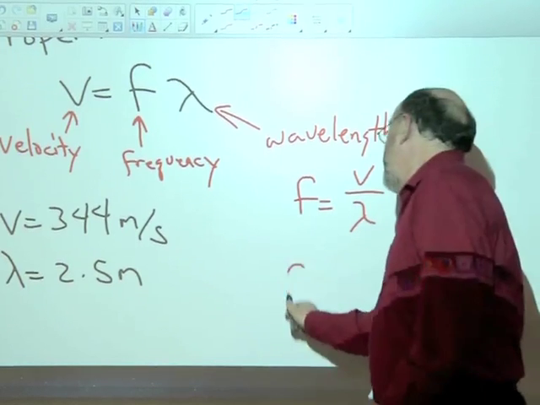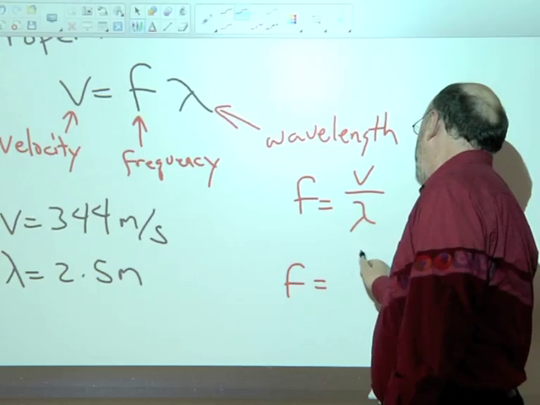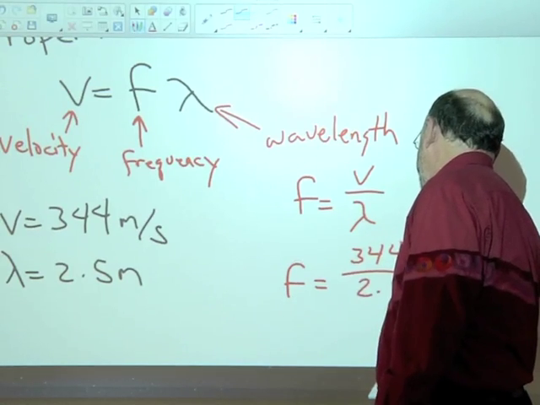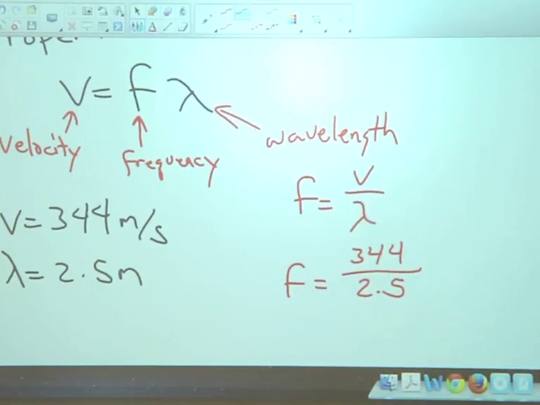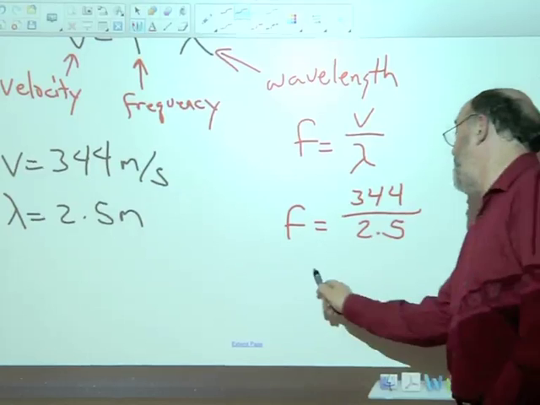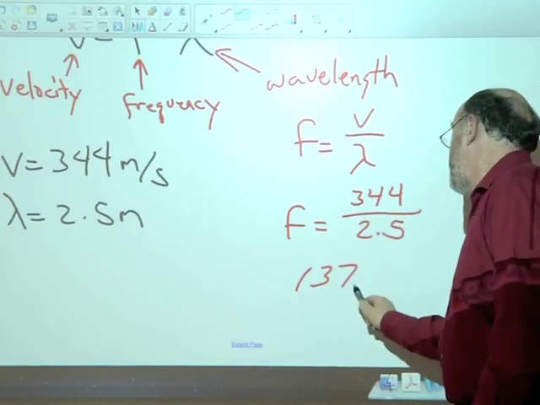So the frequency is going to be 344 divided by 2.5, and we end up at 137.6.